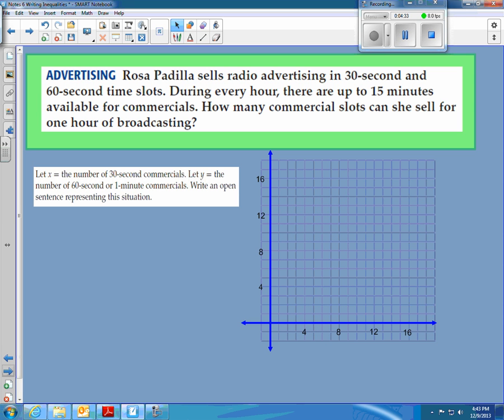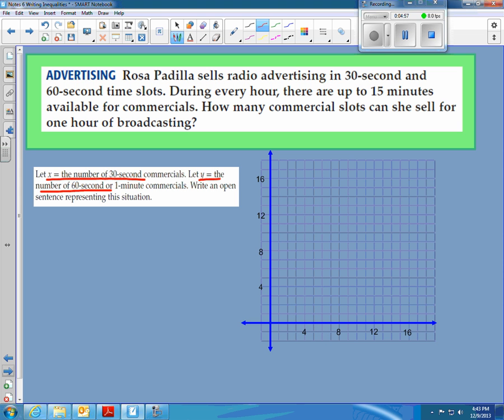Rosa sells radio advertising in 30-second and 60-second time slots. During every hour, there are up to 15 minutes available for commercials. How many commercial slots can she sell for 1 hour of broadcasting? All right, well, they even tell us that X is going to be the number of 30-second commercials, and Y is going to be the number of 60-second commercials.